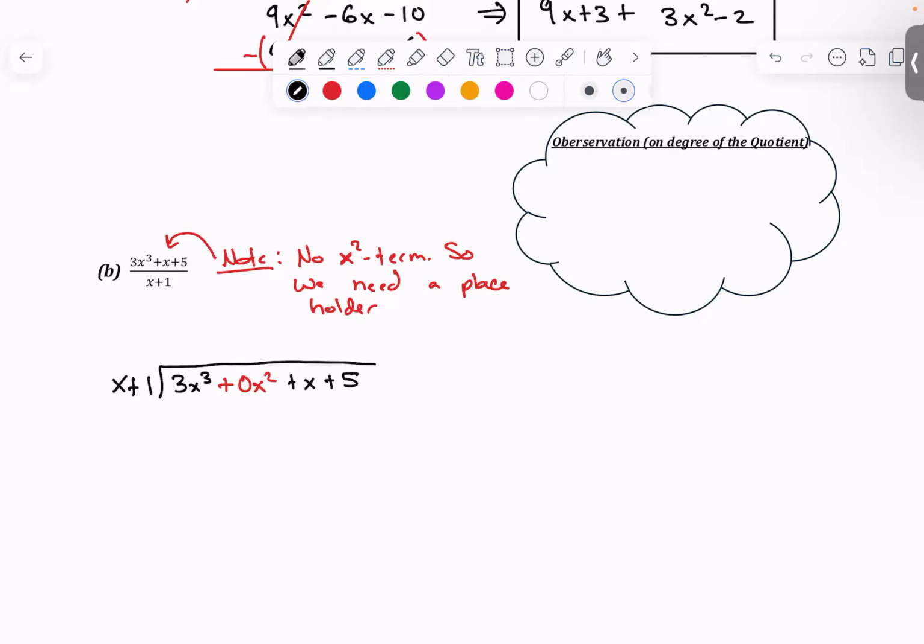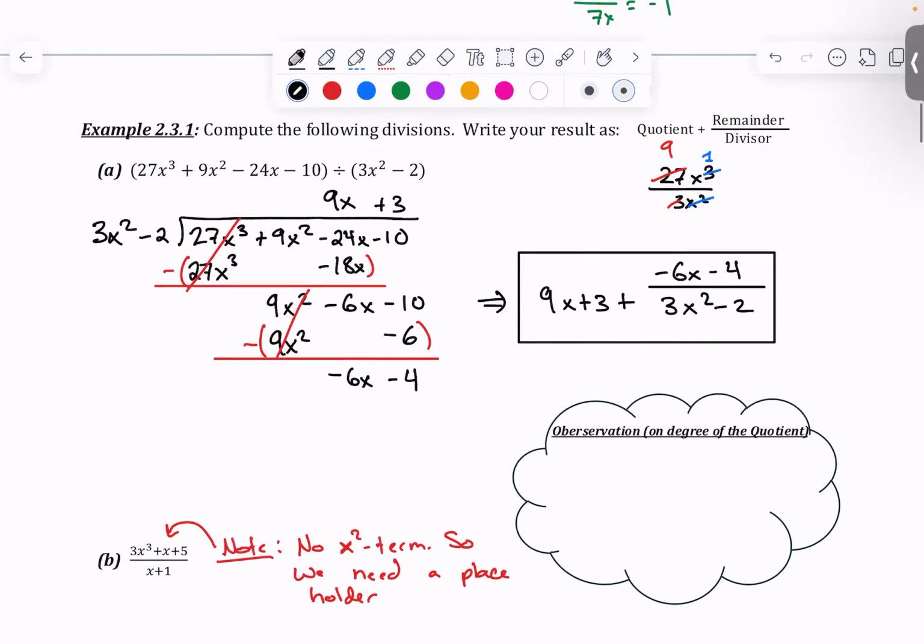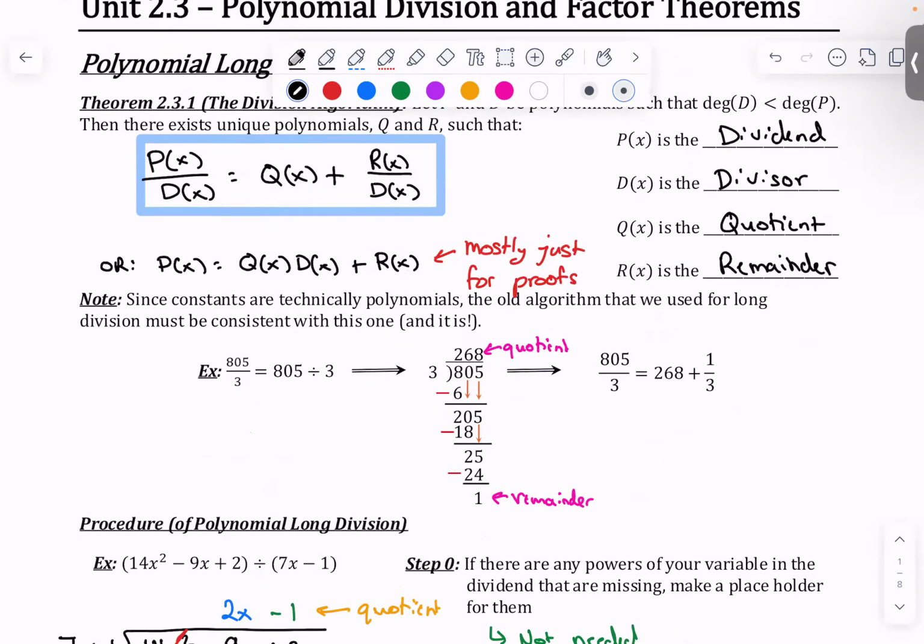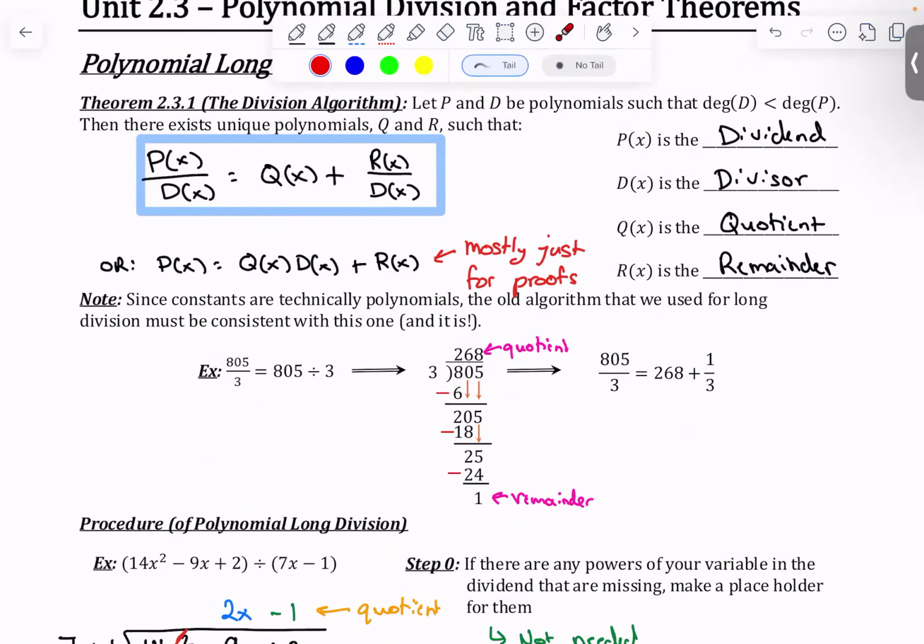And here's a better reason to understand why. Notice in this previous example, I chose 805 for a very specific reason. It doesn't have any tens in it, right? It has 0 tens, 8 hundreds, and 5 ones. Do we still write the 0 when we're doing the long division? Yes, we still do because it's a digit and it plays a role in the division.